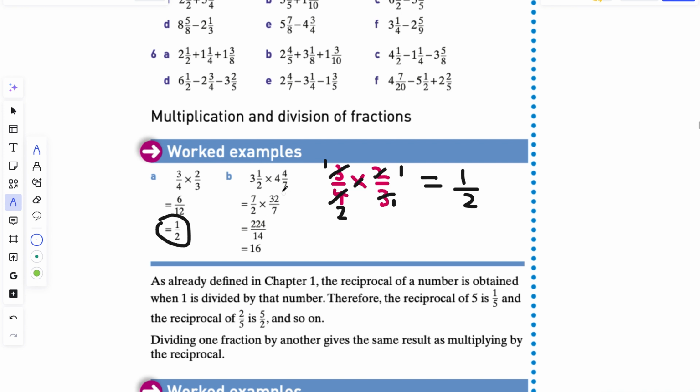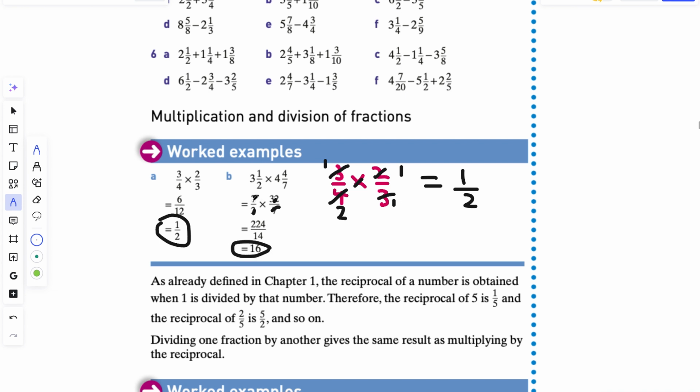If you're given this type of multiplication, change to an improper fraction. 2 times 3, you get 6 plus 1, 7. You get 7 over 2 here. And then this times this, you get 28 plus 4, 32 over 7. So this 7 cancels this 7. And then 2 goes into 32, you get 16. So your final answer will be 16 if you do the calculation.